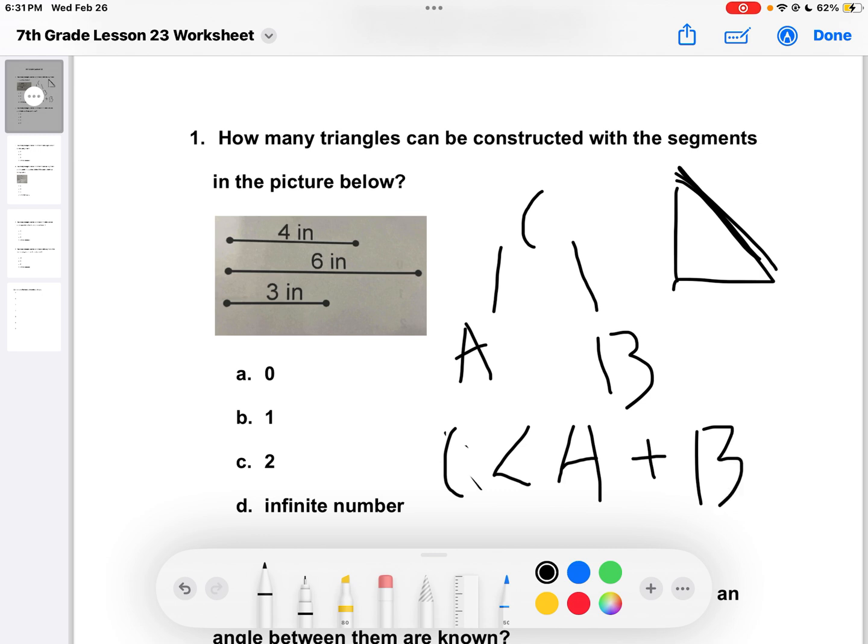So in this case, C is 6. A and B could be 4 and 3, doesn't matter. So 6 is greater than 4 and 6 is greater than 3. However, 6 is less than 3 plus 4, which is 7. So then this will be a triangle, and since there's only 3 numbers, there will only be one type of this kind of triangle.